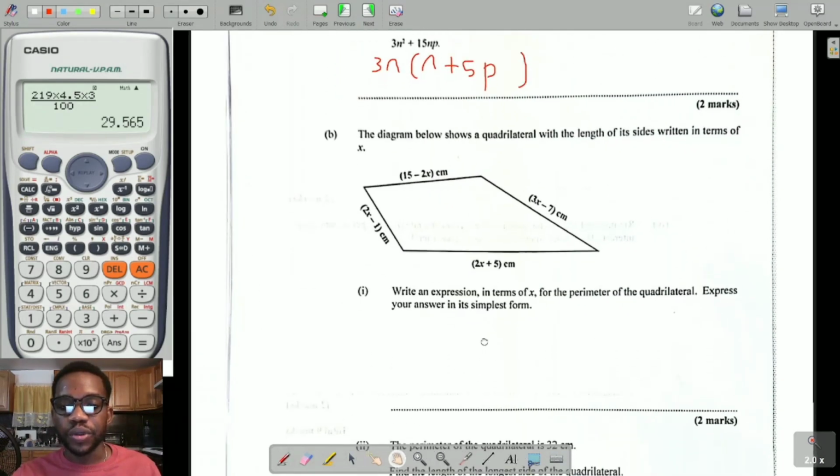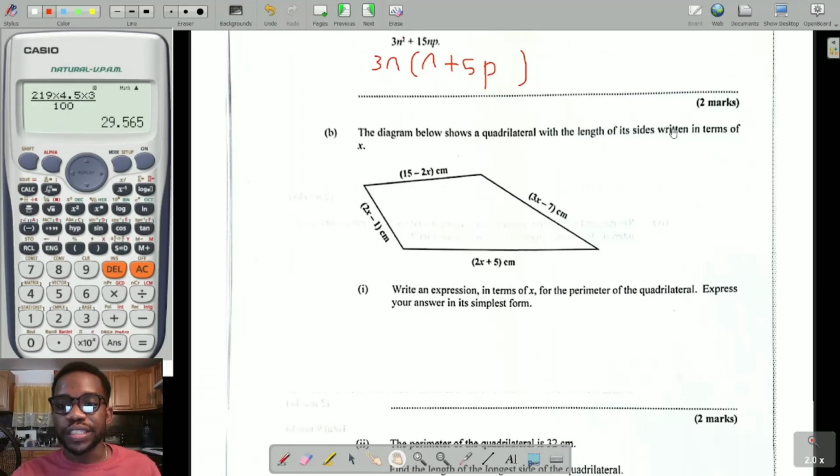Question B shows a quadrilateral with the length of its sides written in terms of x. Alright, good, as we can see the quadrilateral here. Now, write an expression in terms of x for the perimeter of the quadrilateral. Now, one thing you should always know, perimeter means the distance around. So once you have an enclosed figure, to get the perimeter, you add every single thing going around. So I can say that the perimeter, just find all the sides and add them.